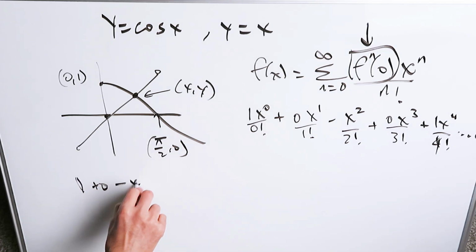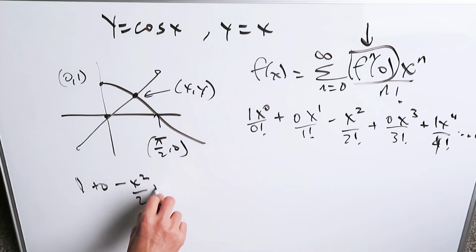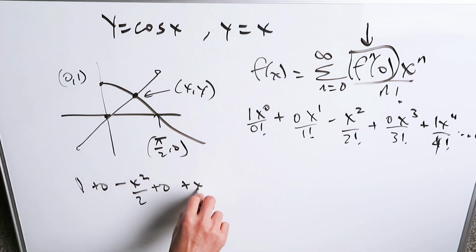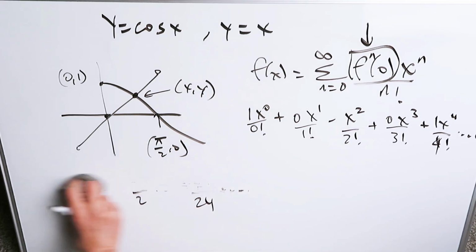Then you have minus x squared over 2 factorial, which I write as 2. This here is a 0. Then you have x to the 4 over 4 factorial, which I write as 24, and you would go on and on. Anyhow, let's clean this out.